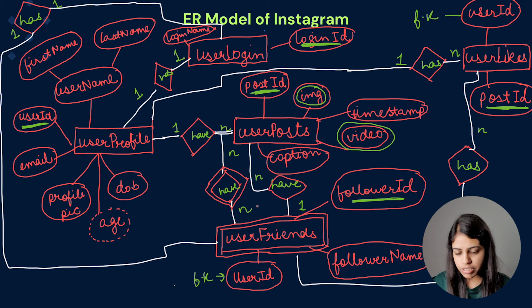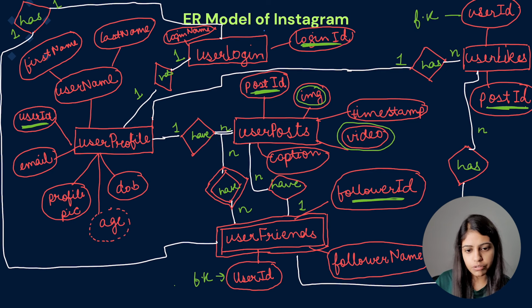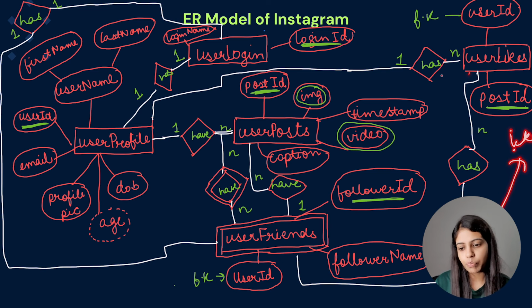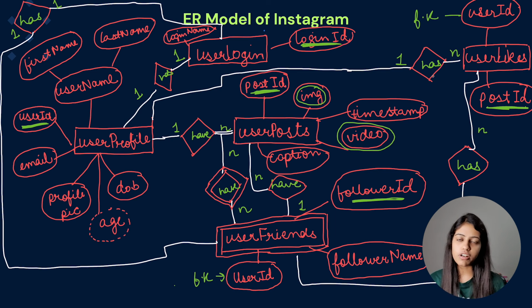Now user friends can also have user posts. So there is a 1-to-n relationship between user friends and user post. User friends can also have a user login, so there is a 1-to-1 relationship between user friends and user login. And I guess, yes, user friends can also have user likes. So there is also a 1-to-n relationship, that is, one friend can have many likes. So this is all about the ER model of Instagram.